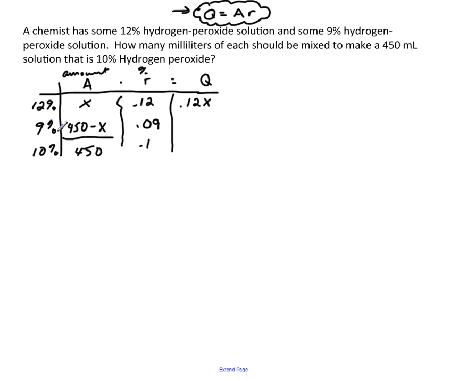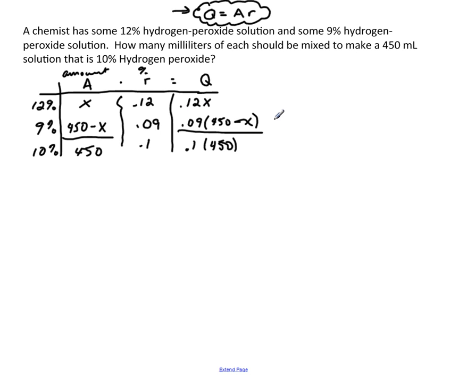Same thing right here. We're going to take the quantity of 450 minus X and multiply that by our percentage concentration of 0.09. So it will look like 0.09 times 450 minus X. Now those quantities should add up, and we're going to end up with the amount in our mixture, which is 0.1, 10%, times 450.